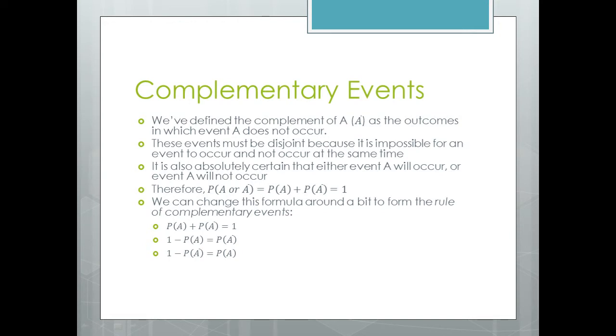Because of that formula being the case, we can change it around a little bit, and we form the rule of complementary events, which means 1 minus the probability of A is equal to the probability of not A occurring, and 1 minus the probability of not A is also equal to the probability of event A occurring.